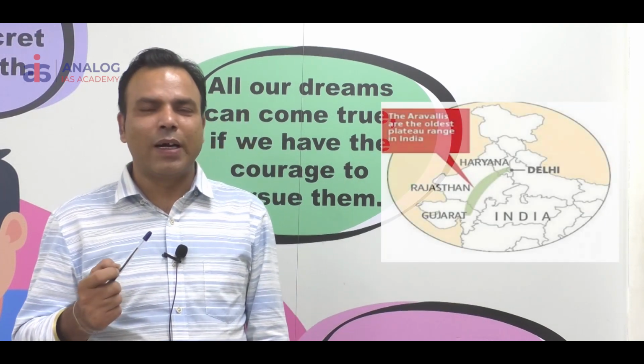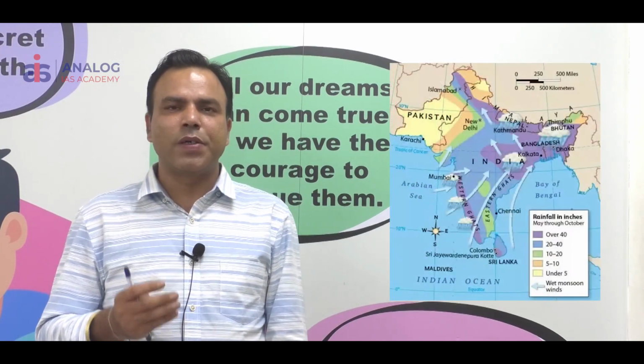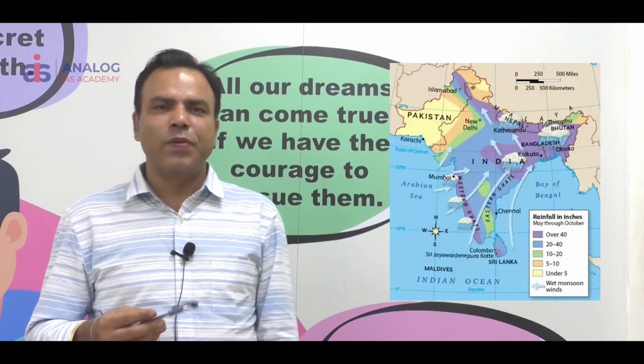Number one, the position of the Aravallis and the southwest monsoonal winds. The southwest monsoonal winds run parallel to the Aravalli ranges, and no orographic blockage of the southwest monsoonal wind takes place. As a result, the area receives not much orographic rainfall and remains dry. This is the first cause.